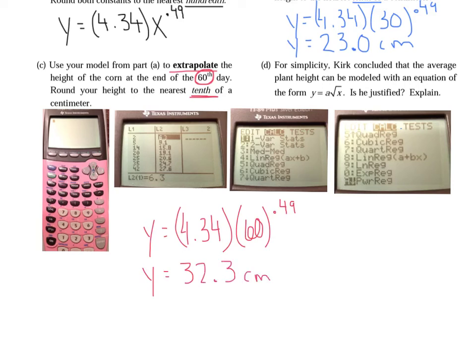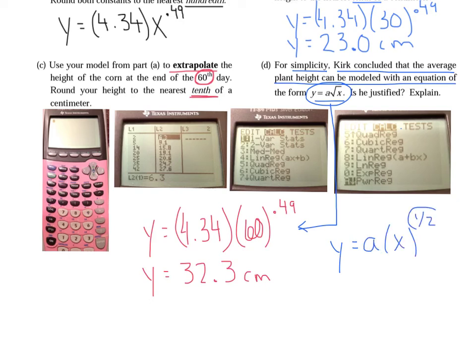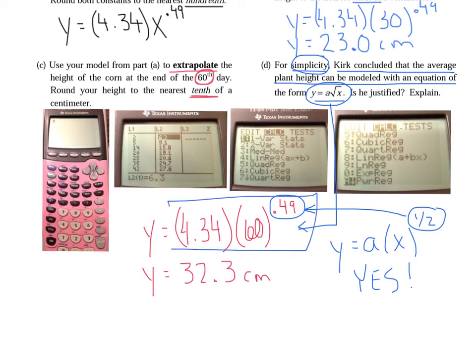All right. Last but not least, they want to know, for simplicity, Kirk concluded that the average plant height could be modeled by this equation right here. And we want to know, is he justified? Is that even close to the equation that we had? Well, I think it is pretty close because if you want to use a radical, that means your exponent is really 1/2. So is this somewhat close to the exponent we were using? I would say yes. So I'm going to give Kirk the thumbs up here. I'm going to say that for simplicity purposes, his model is very accurate and very, very close to the regression that we came up with.